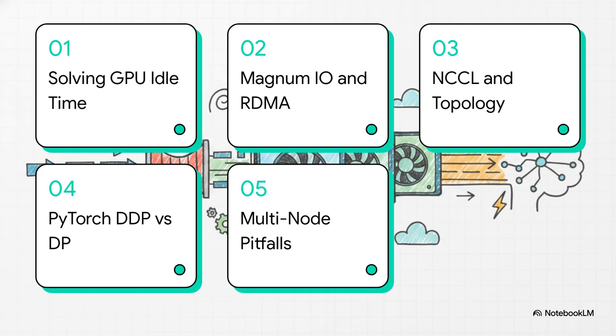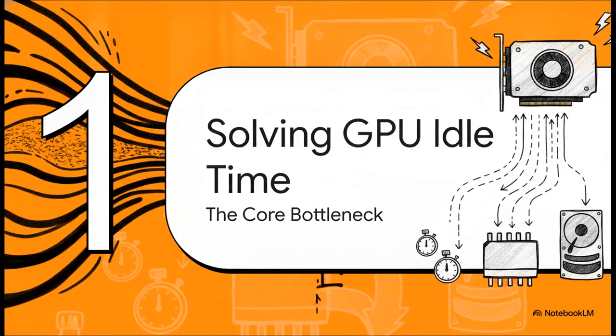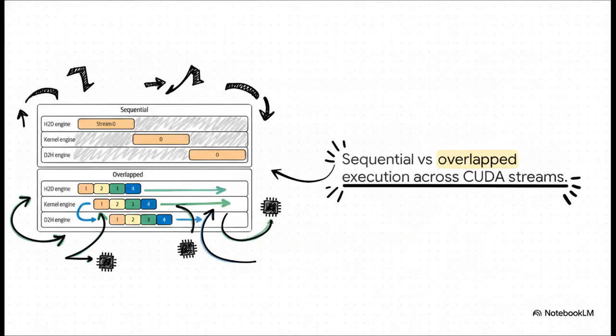Here's our roadmap for today's Explainer: solving the GPU idle problem, Magnum IO and RDMA, mastering NCCL and topology, PyTorch DDP versus DP, and finally, some common multi-node pitfalls. All right, part one, solving the GPU idle problem, which is really the core bottleneck here. Okay, let's dive into this.